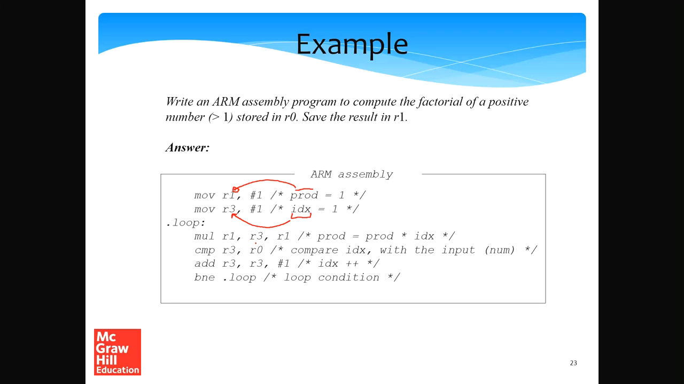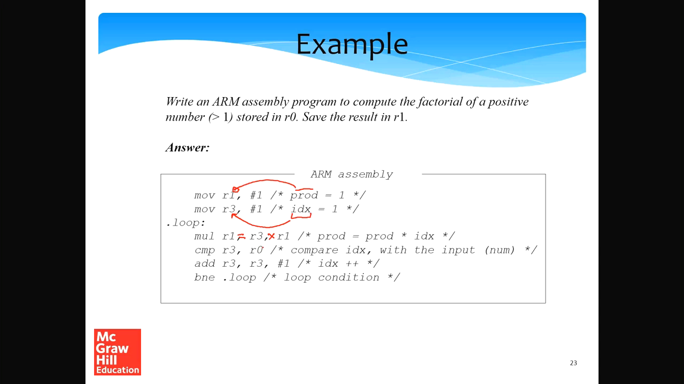So let's do one thing. Let's start. Since we know that the number is greater than 1, we can happily start with the multiplication and check later. So let's first do the multiplication, which is prod equals prod times IDX. In this case, I multiply the index, which is in R3, with the current product in R1 and save it in R1.